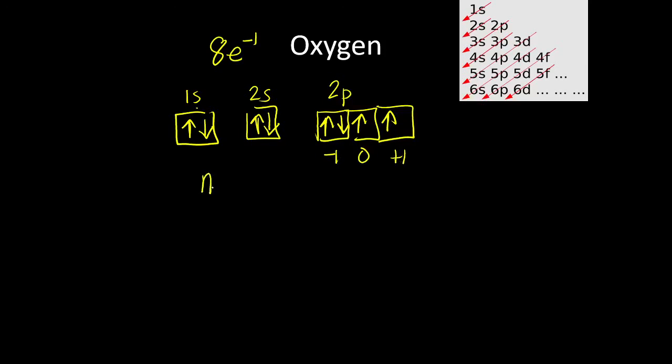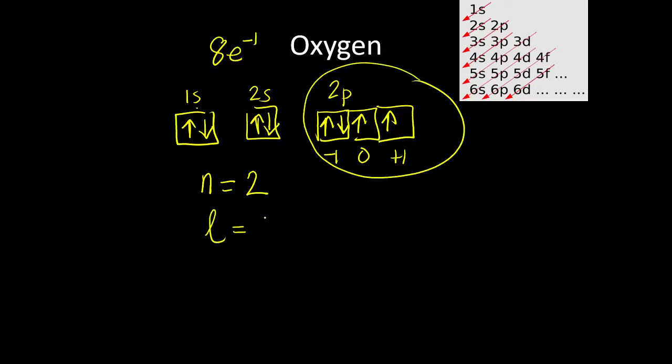O pila tong N? 2. Pila to ang L? 1. Pila to ang M sub L? Negative 1. Kay ang last arrow na to gibutang sa negative 1. Correct. What about M sub S? Why negative 1/2? Okay, ang last nga gibutang nga arrow is arrow down. It means negative 1/2. Okay?